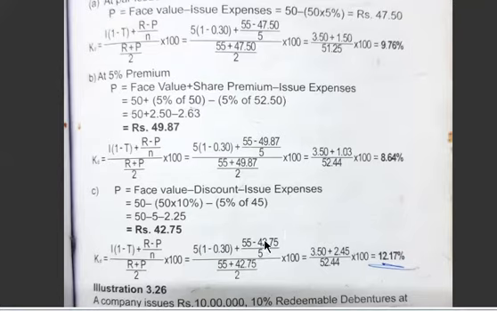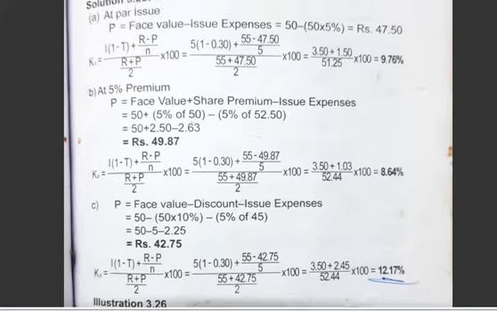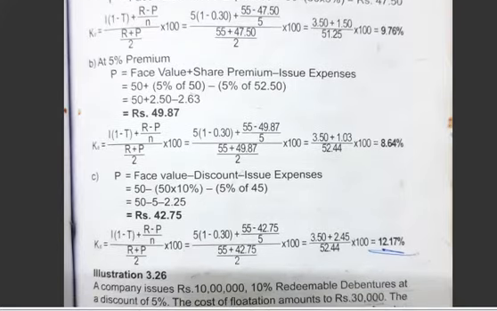Now substitute that 42.75, rest everything will be the same: I is the same, tax is the same, R is the same. Only the P value will change according to the situation given in the problem. Now if you simplify this, you will get the answer 12.17%. So this is the calculation of redeemable cost of debt if it is issued at par, premium and discount.